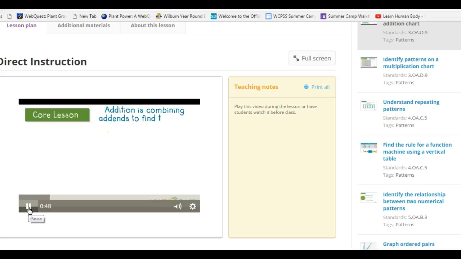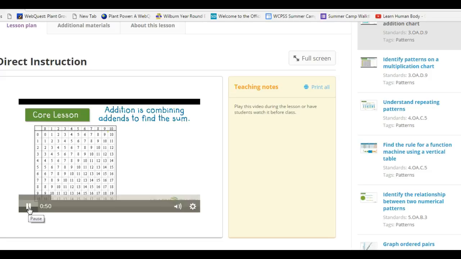Addition is combining add-ins to find the sum. We can use an addition chart like this. Across, horizontally, and vertically are add-ins. If we want to find the sum of 3 plus 4, we know where they intersect is the sum of 7. 6 plus 6 equals 12, and 0 plus 7 equals 7.